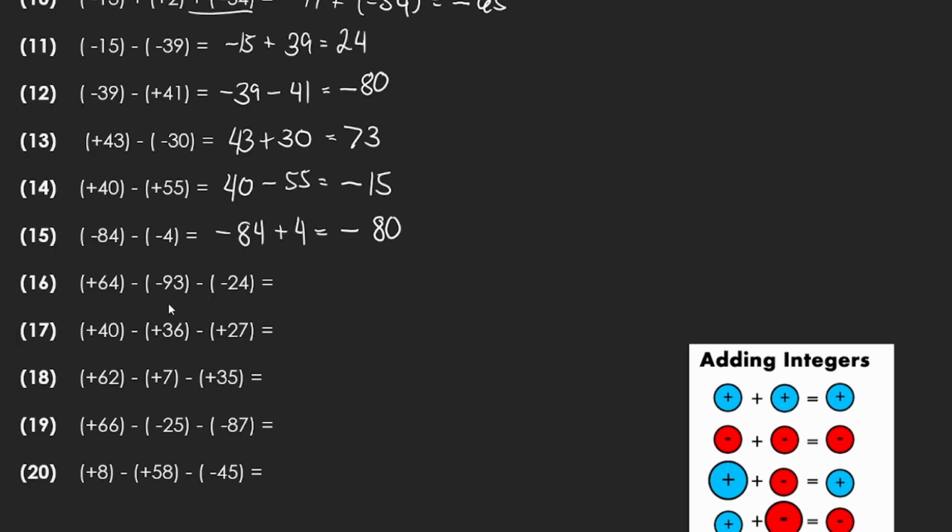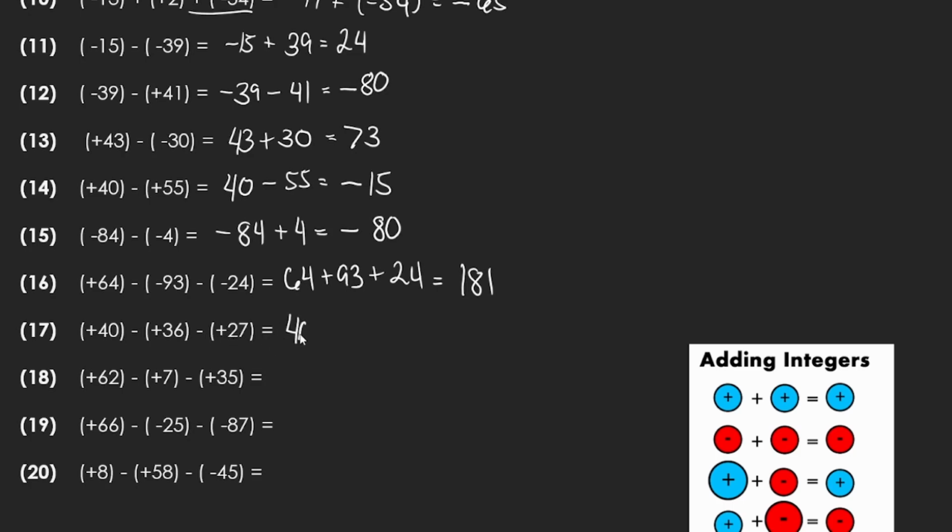Number 16, we have three integers. Let's do it by pairs. First two, positive 64 minus negative 93 is going to be 64, plus the additive inverse of negative 93, and we can also get the additive inverse of 24. All of them are positive. Let's add all of them. 64 plus 93 plus 24 is 181.